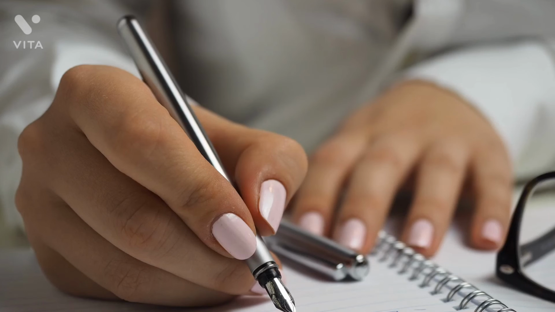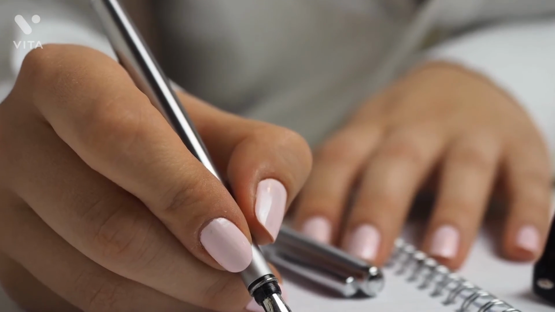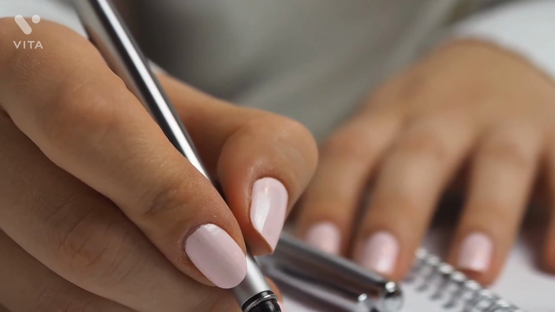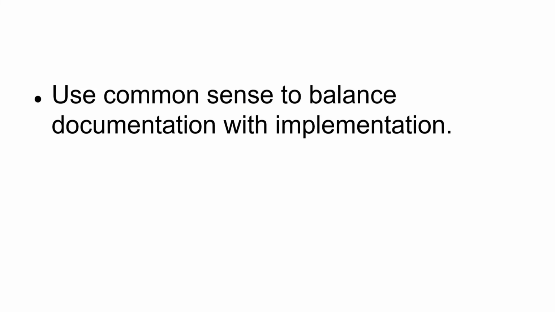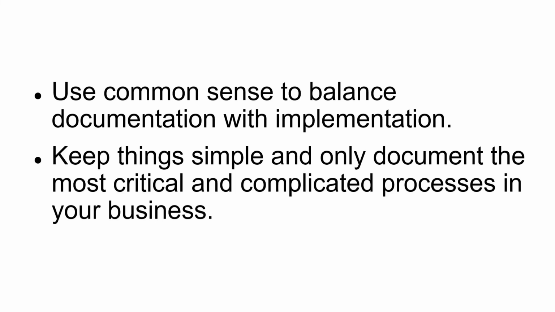You don't need to document every process in your operations manual. You are creating these systems so you can simplify, not overly complicate your business. Use common sense to balance the documentation with implementation. Keep things simple and only document the most critical and complicated processes in your business.